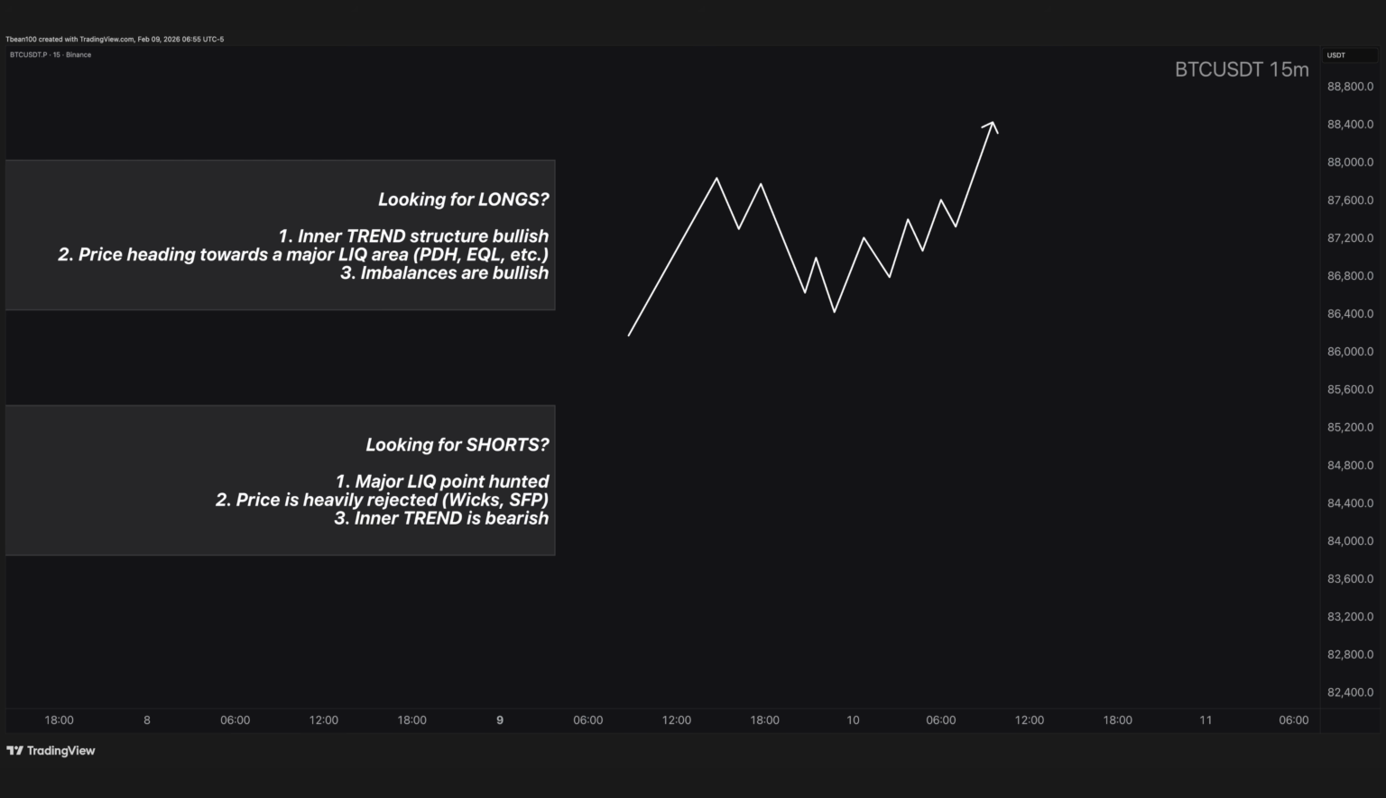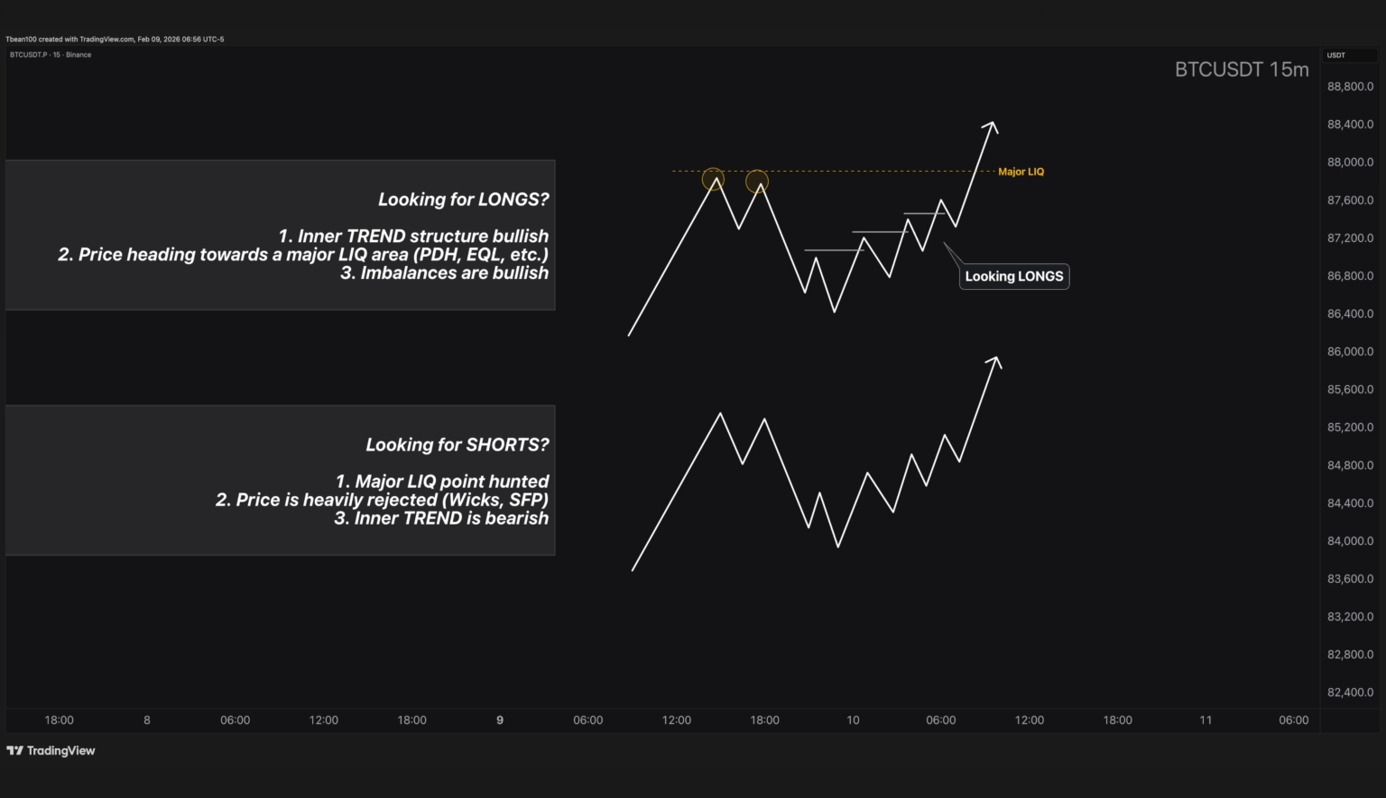When it comes to longs, if you notice that the internal trend structure is clearly bullish, that is usually a strong clue. Then you want to ask yourself, is the price moving towards a major liquidity like the previous week's high or a set of equal highs? Then another small clue is when the imbalances are bullish and actually supporting the overall trend in the direction. That's basically how you should be looking and thinking about long trades in the market.